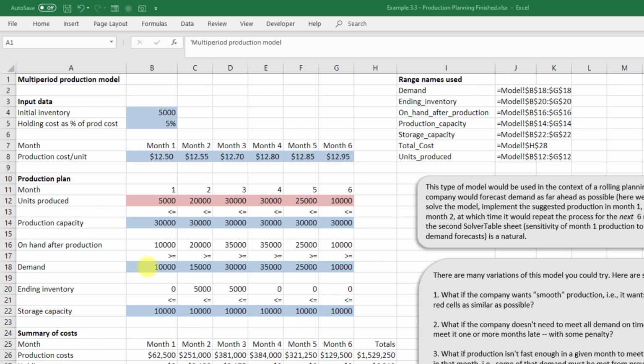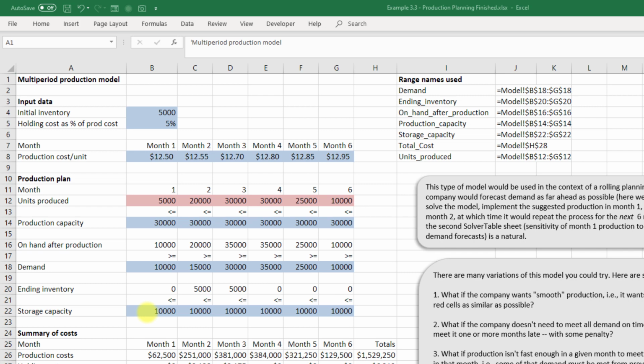What we're also told is that our demand isn't going to be constant each month. It could vary from month to month, and here we have it at 10,000 in month 1, 15,000 units in month 2, 30,000 in month 3, 35,000 in month 4, and we can see how that carries across. Our ending inventory, again, is going to require us to use a formula, and we'll calculate that in just a second. And finally, we have a storage capacity.